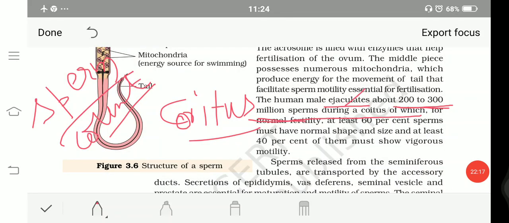So I can say that this particular activity has its own significance. If the sperm count of a male is less, then that person is not considered a healthy reproductive person.